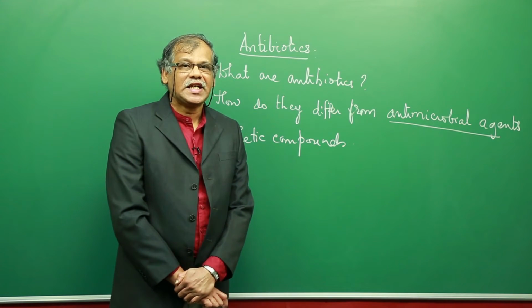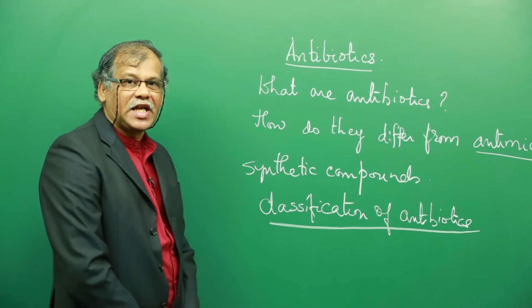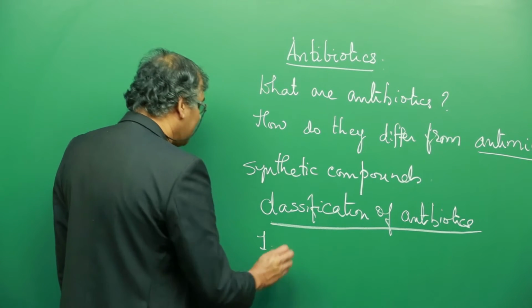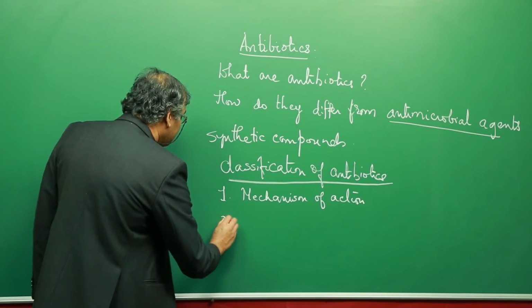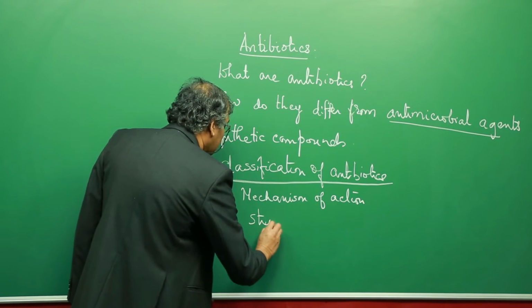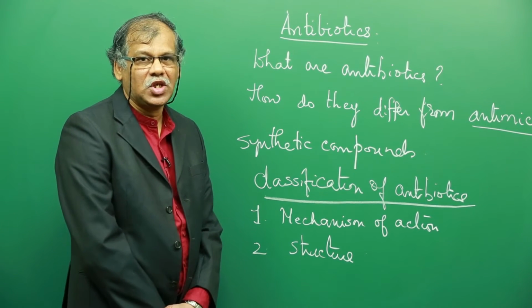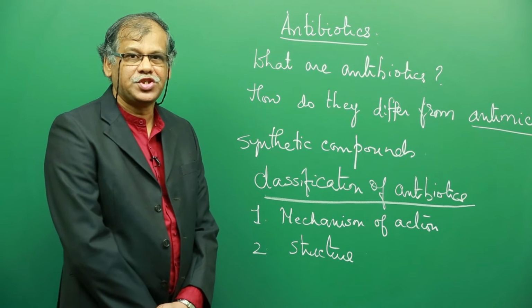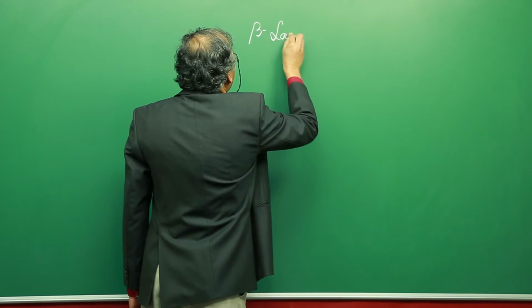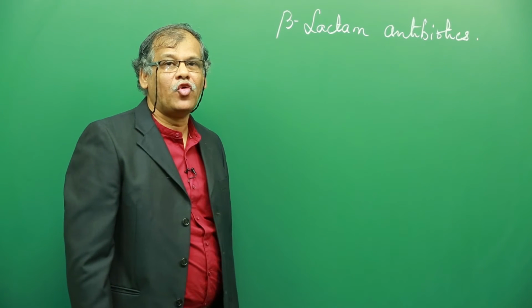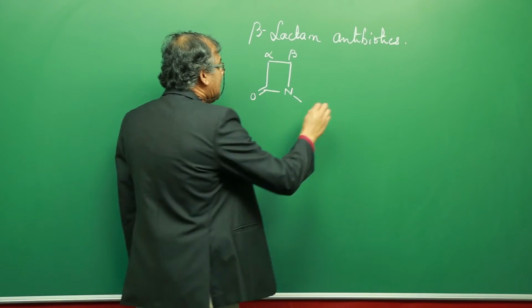We will now look at classification of antibiotics. Antibiotics can be classified in two ways. The first is based on their mechanism of action, and second, based on their structure. We will adopt the second method of classification based on structure. The first class is the beta-lactam antibiotics. These contain a 4-membered cyclic amide structure. These are called lactams.